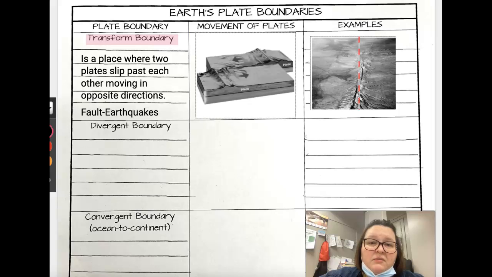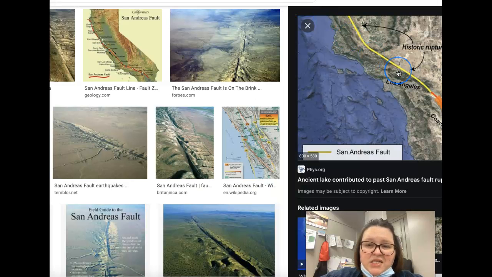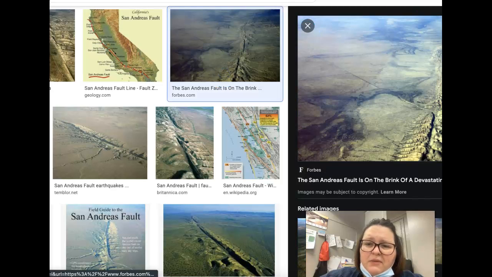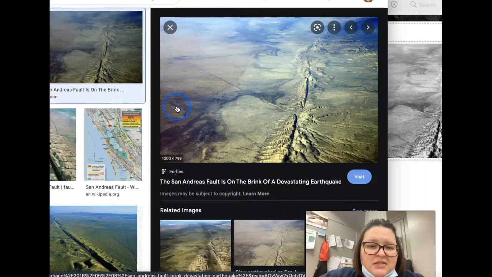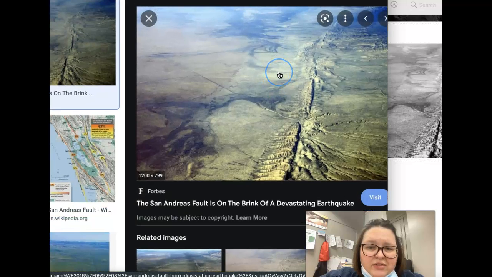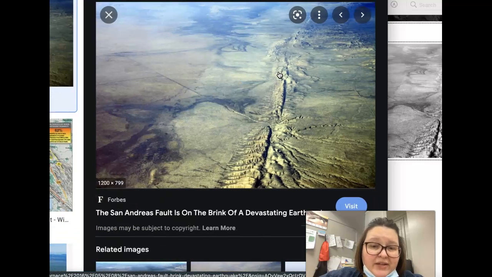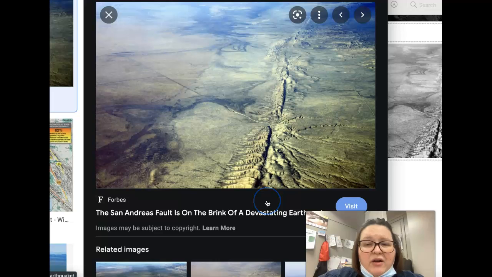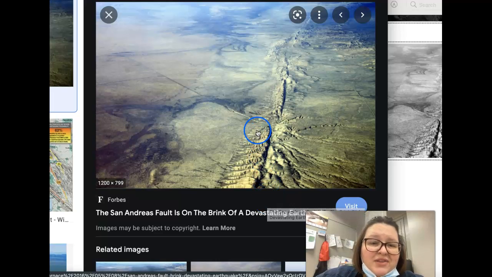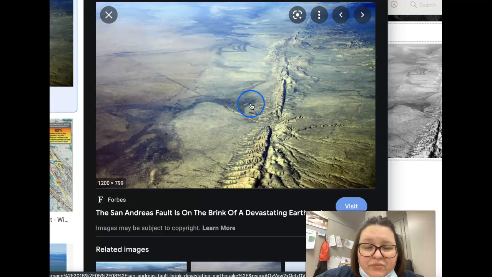So, I'm going to switch my page. So we have a picture right here. And I'm going to move it into focus a little bit. This is called the San Andreas Fault. This is a real place. You can see that there's a crack right here on Earth. This is in California. And I can't tell from the picture, but what this means is that one side of the plate is moving one way and the other is moving this way.